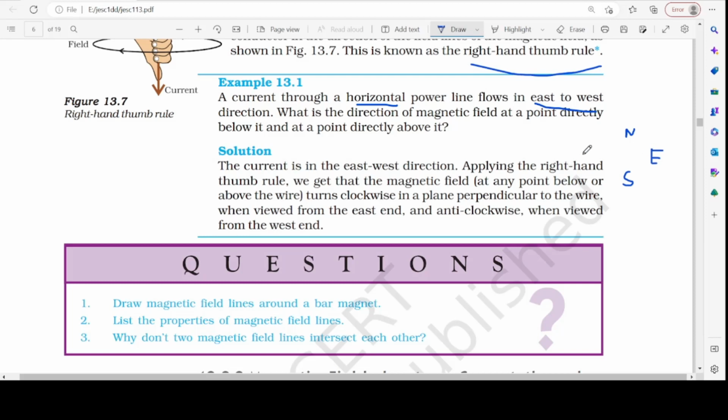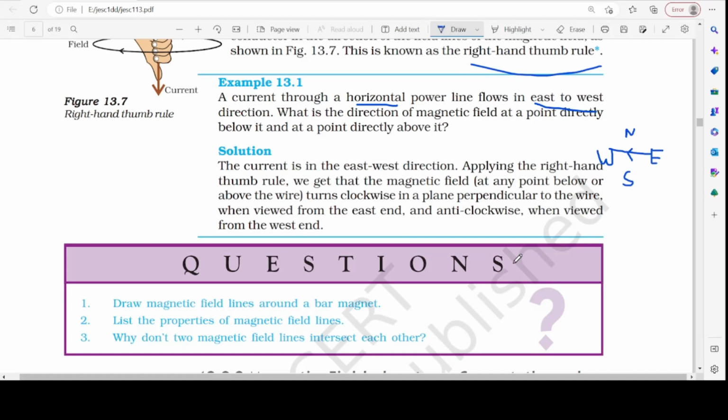and west is towards left. Now they have told that current is flowing from east to west, so direction of current is from right to left in this way. Now what will be the direction of magnetic field at a point directly below it and at a point directly above it?